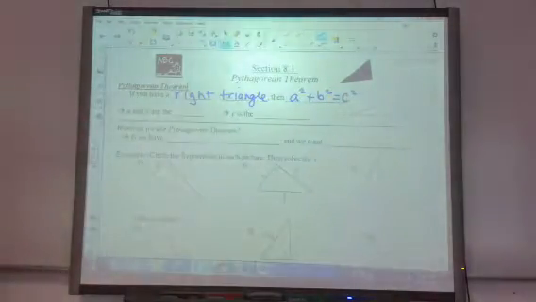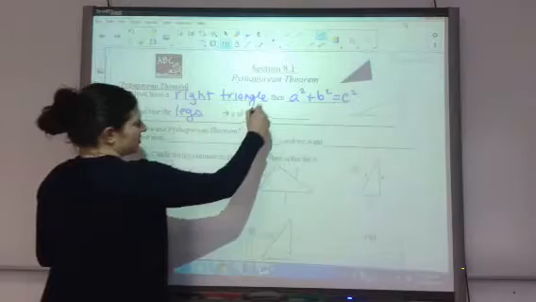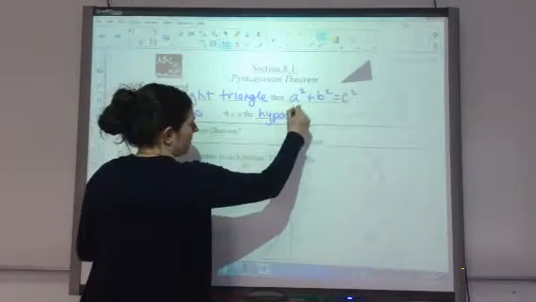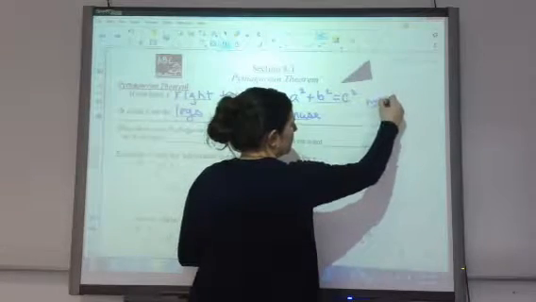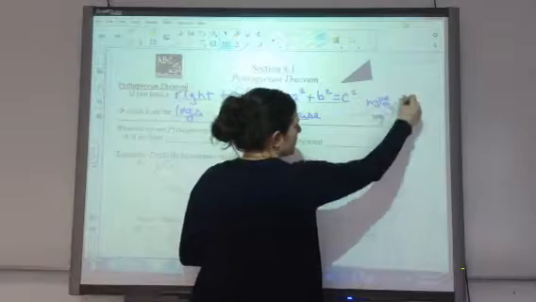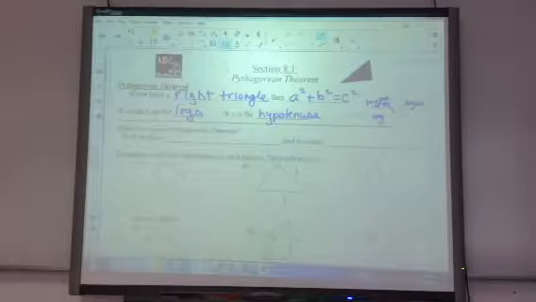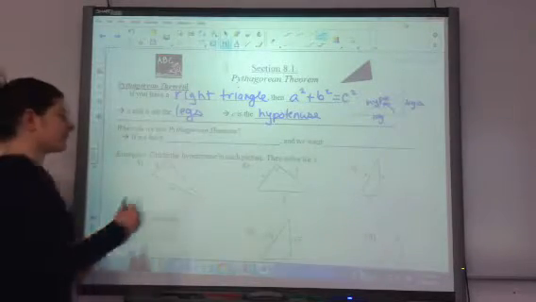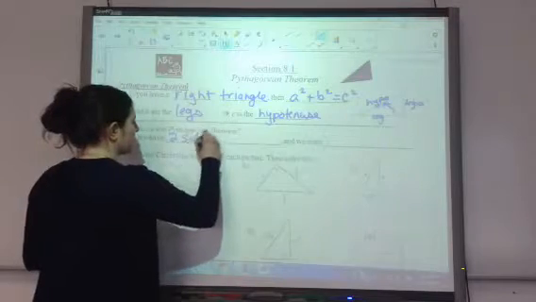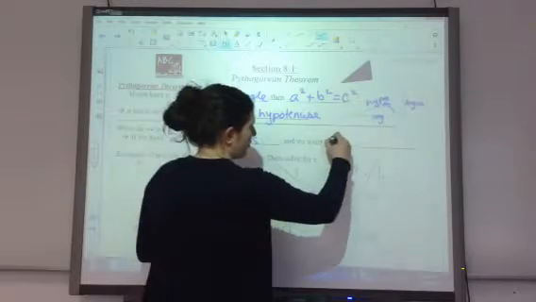Okay? Where a and b are the legs of the triangle, so the ones that are connected to the right angle, and c is the hypotenuse. And if you look at this diagram, this is your hypotenuse because it's across from the right angle, and both these are legs. Okay? We use the Pythagorean theorem when we have two side lengths, and we want to know the third side.